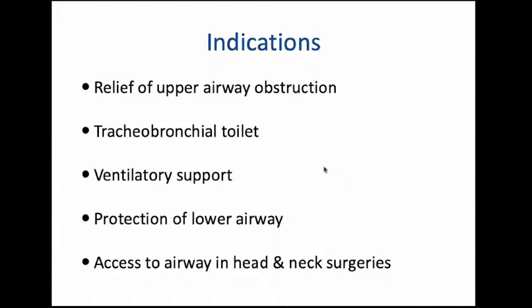And then finally, access to airway in head and neck surgeries. Sometimes we do very big operations in the head and neck region. For example, if you are operating on the base of tongue, it can be very difficult to have an endotracheal tube there as you do your operation. So to have clear access, you would do a tracheostomy so that you don't have an endotracheal tube in the way of surgery.